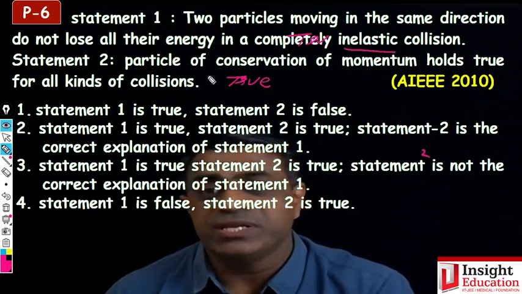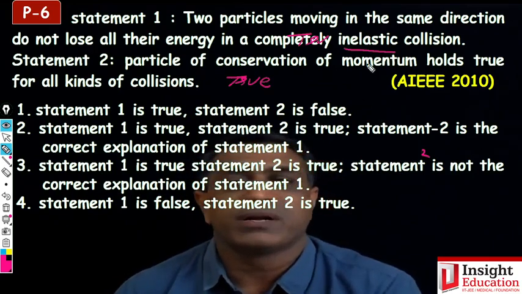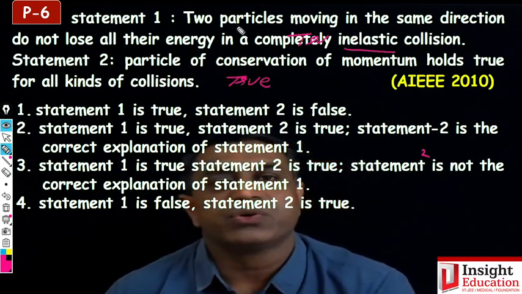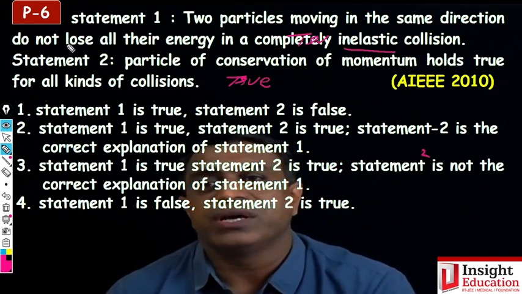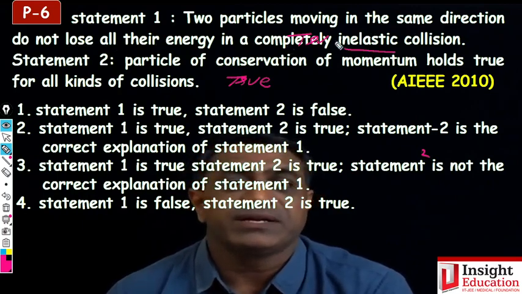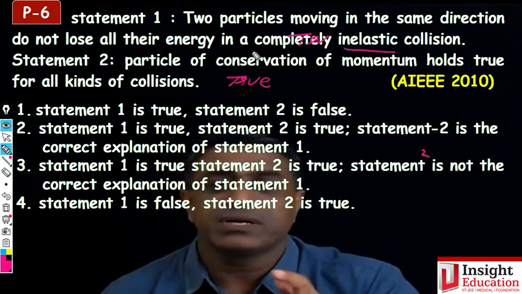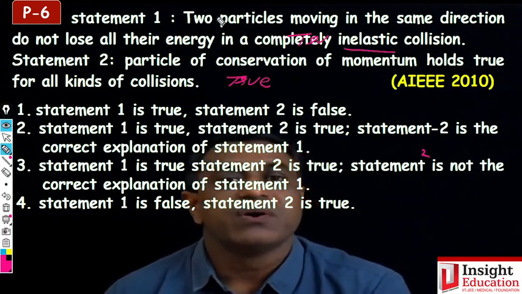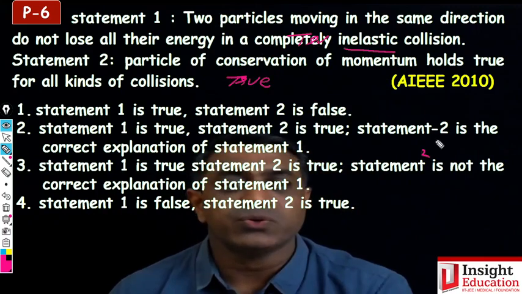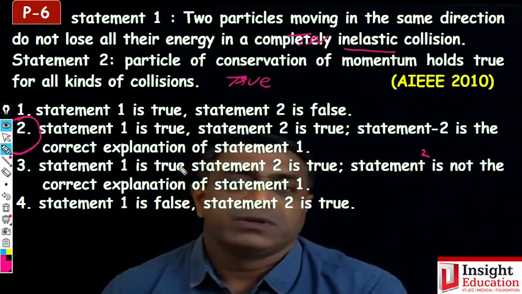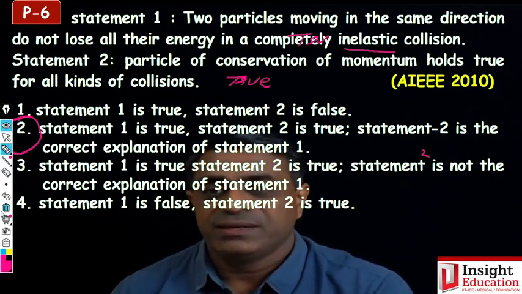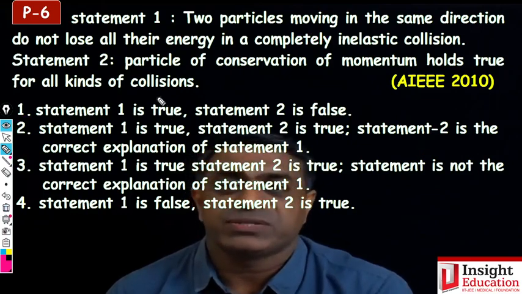Actually, this is the universal law of conservation of momentum, which is applicable to all. So with the help of this law, we can explain statement 1. Two particles moving in the same direction do not lose all their energy in a completely inelastic collision, meaning 100% conversion of kinetic energy is not possible. We can explain that with the help of the law of conservation of momentum. So statement 2 is the correct explanation of statement 1, and the answer is 2. Here your concepts should be very clear, as there is a minute difference.